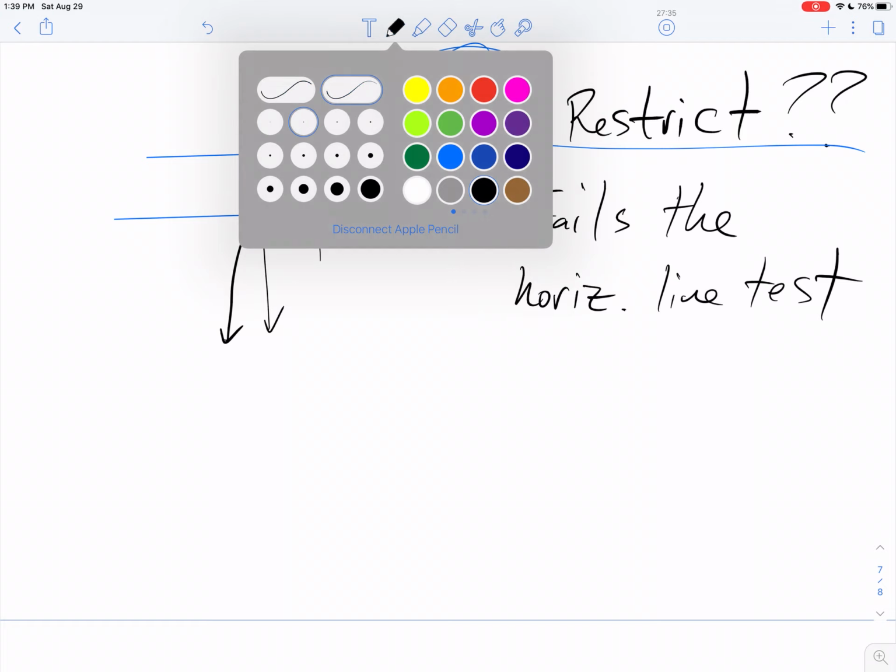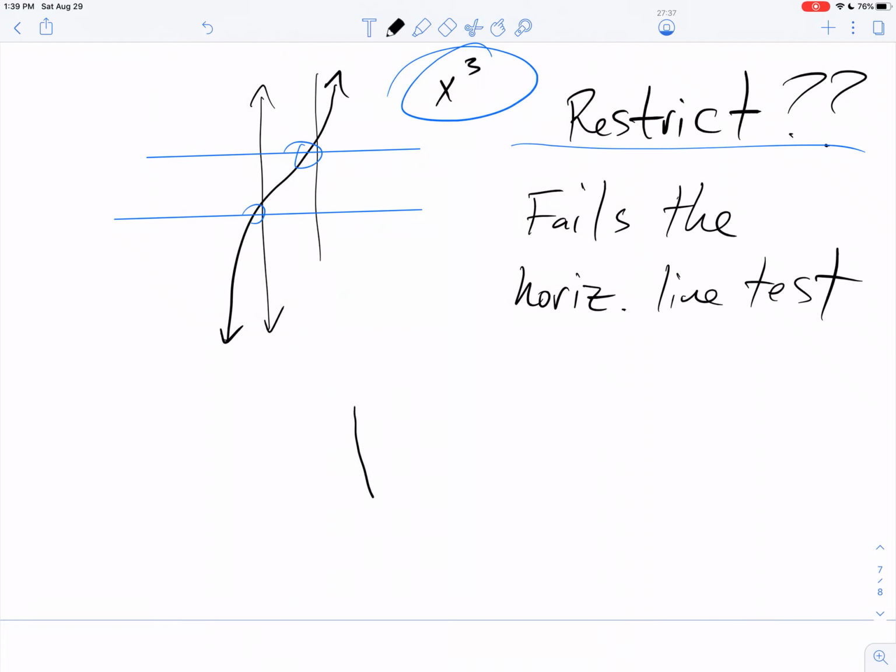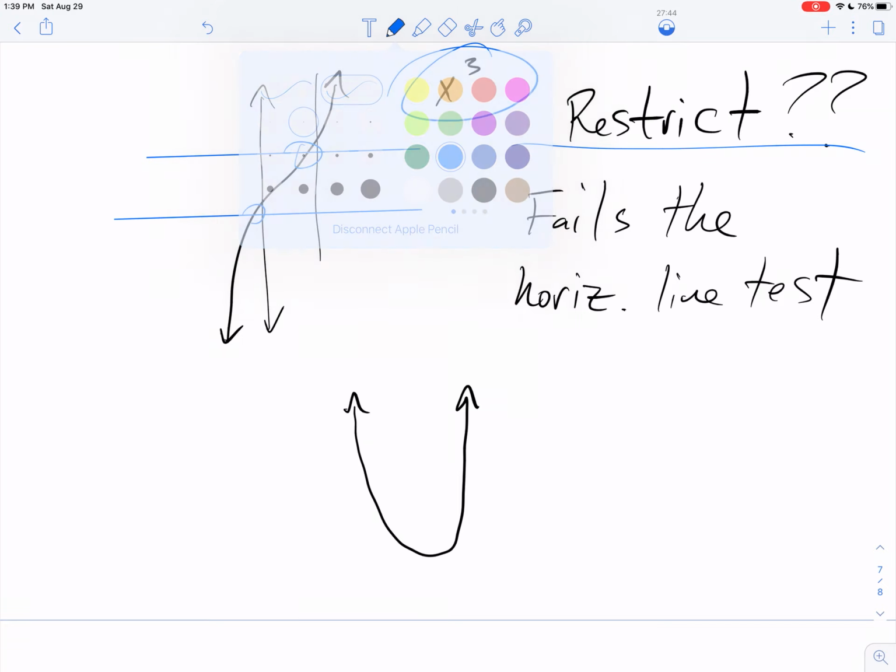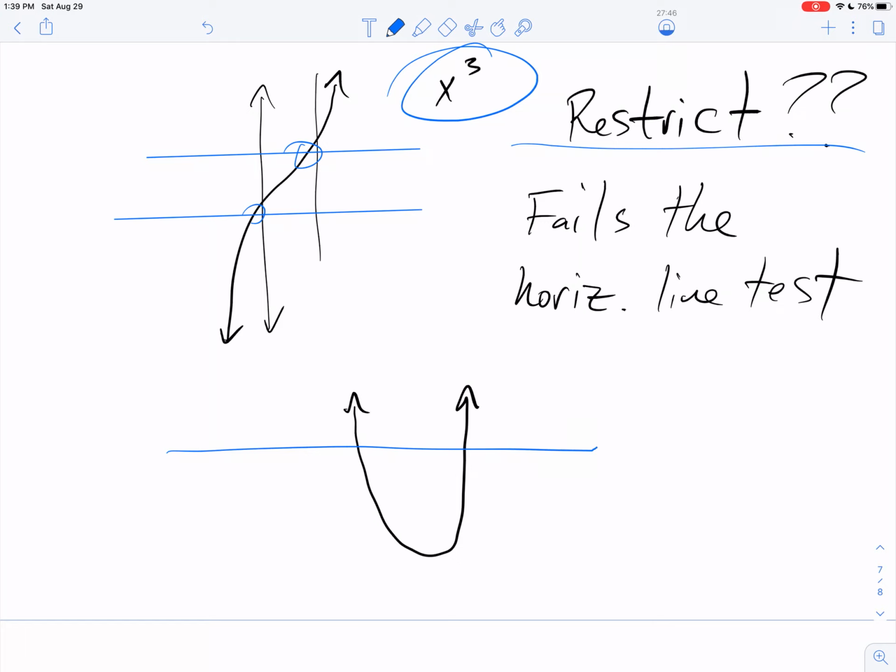But anything that is parabolic, you try to draw a horizontal line. All it has to do is ruin it just once. Hit it here, that's twice.